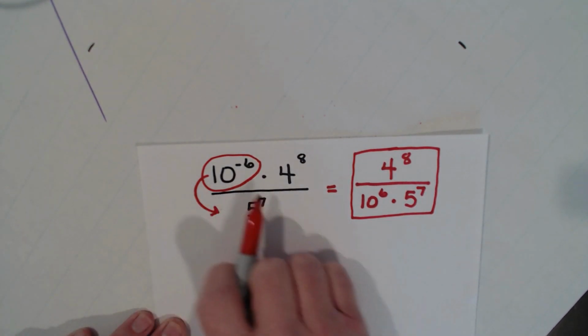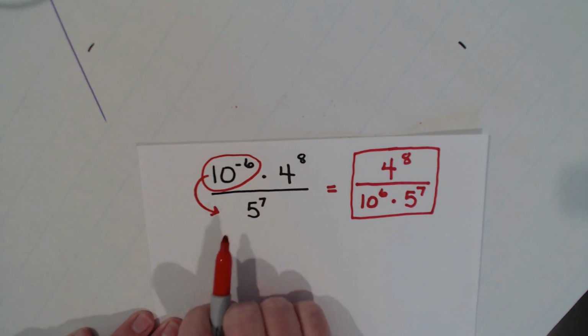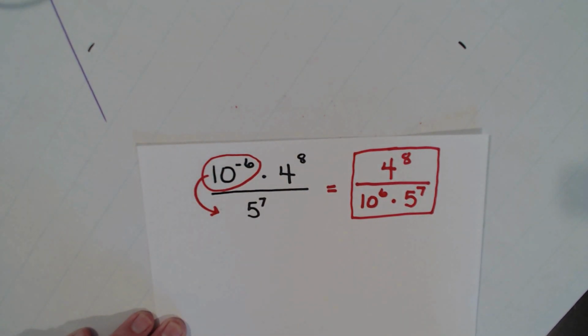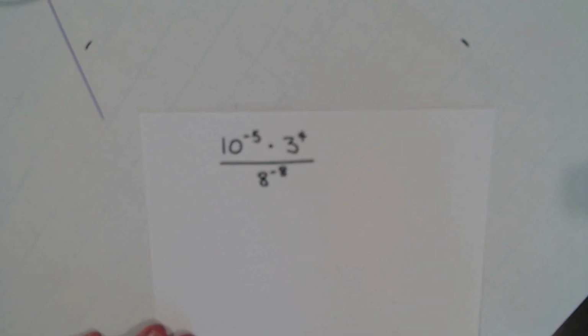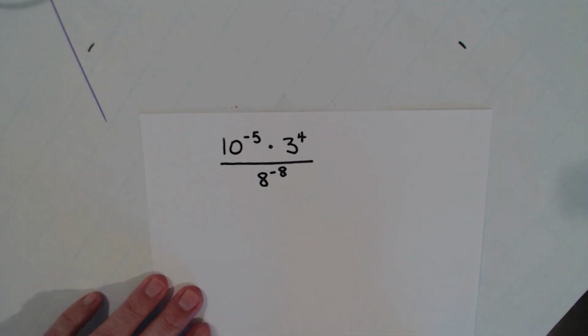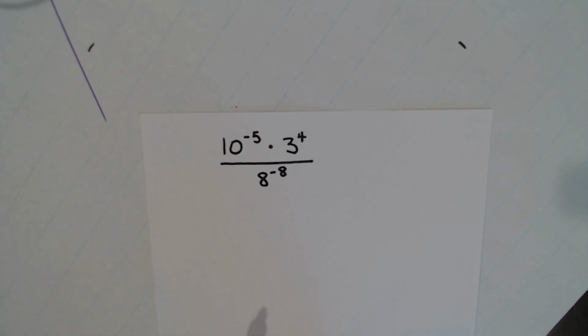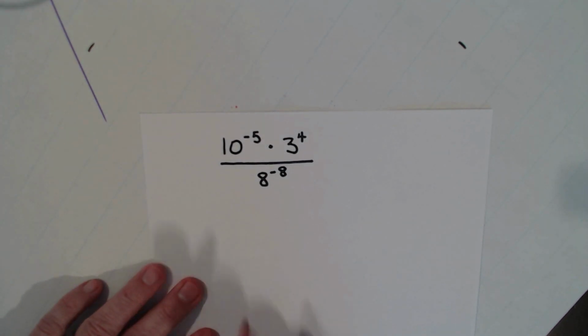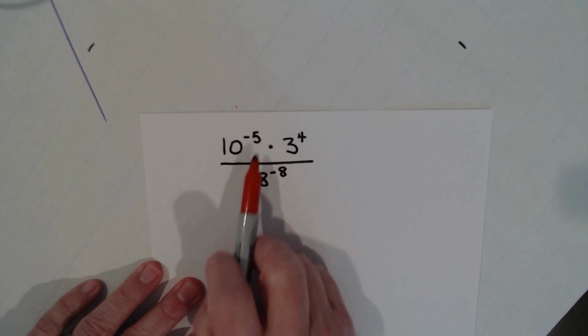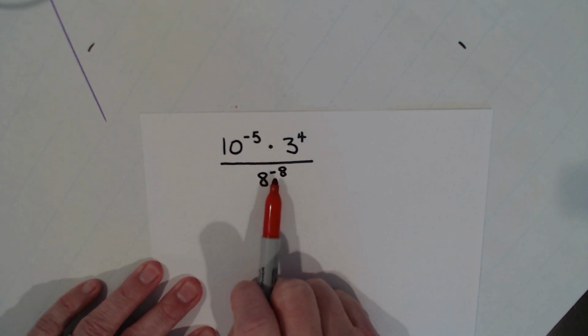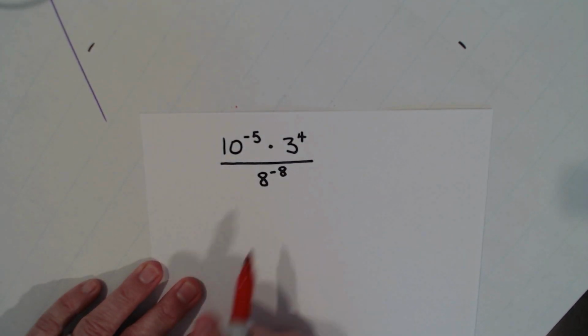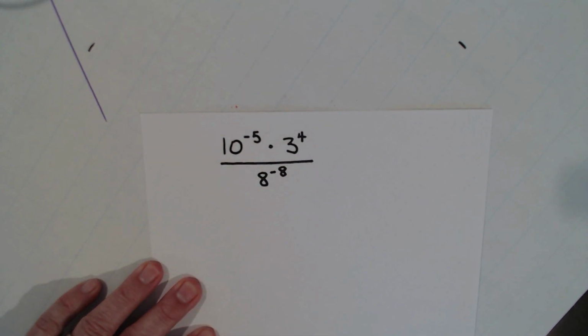Remember, these numbers have changed. It's the same kind of problem as number 7, just the numbers are different. So let's look at one like number 8. Number 8 looks like this one. Instead of having one base that has a negative exponent, I have two bases that have negative exponents. This 10 is raised to the negative 5th power. This 8 is raised to the negative 8th power. These are the two that need to be flipped.